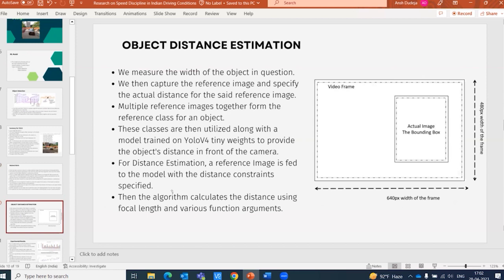This is object distance estimation: how YOLO creates a frame, how it identifies objects, and how it creates a single frame for each object. So we measure the width of the object in question. We then capture the reference image and specify the actual distance for that reference image. Multiple reference images together form the reference class for an object. These classes are then utilized along with a model trained on YOLOv4 tiny weights to provide the object's distance in front of the camera. For distance estimation, a reference image is fed to the model with the distance constraint specified. Then the algorithm calculates the distance using the focal length and various functional arguments.